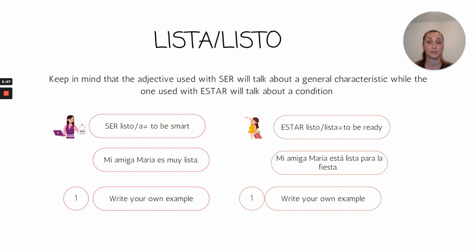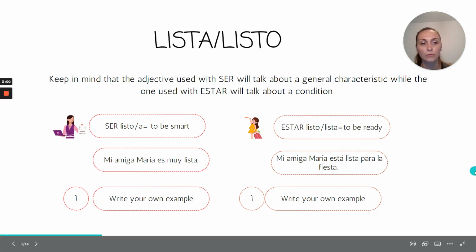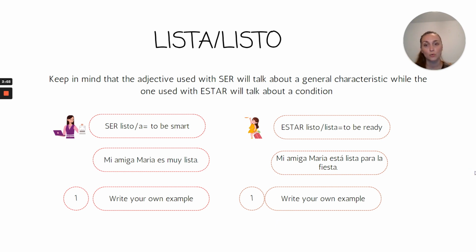And I'm going to start with the first one, lista and listo. Now, I just want to make an observation. The verb ser, generally speaking, we use it with a general characteristic or something that is like permanent. While the verb estar, we use it when we talk about the condition. I'm talking about when we use this kind of adjectives that can be used with both, okay? Now, ideally, you write each of these examples down, and then for each of them, you will have to write your own example, right? Good.